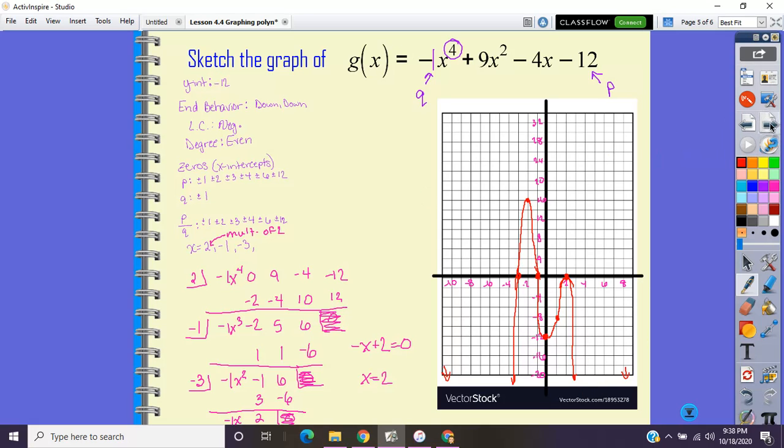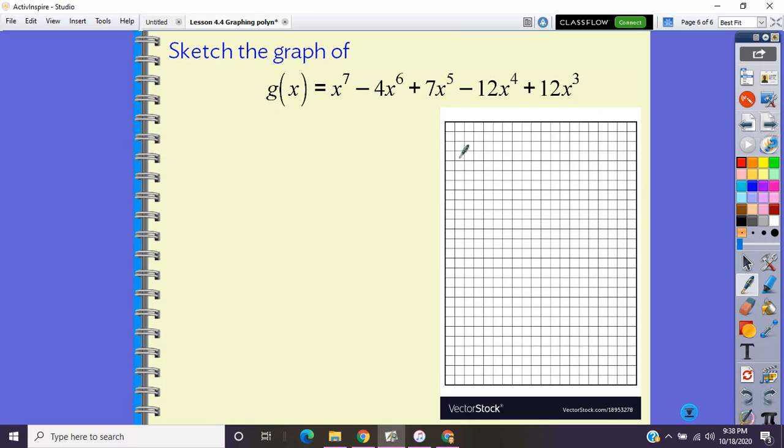Let's try another example. This one's a much higher degree, but it's going to work the exact same way. And in fact, what I'd recommend doing is maybe pausing and you trying working through the entire process, and then start this back up so you can see exactly what we did and see if you agree.